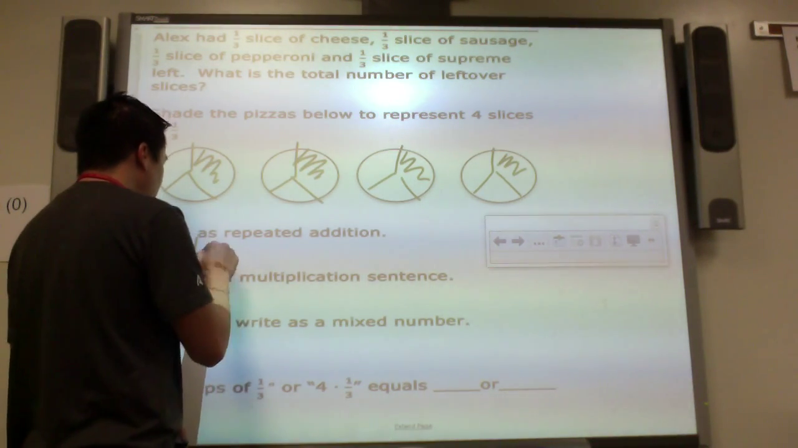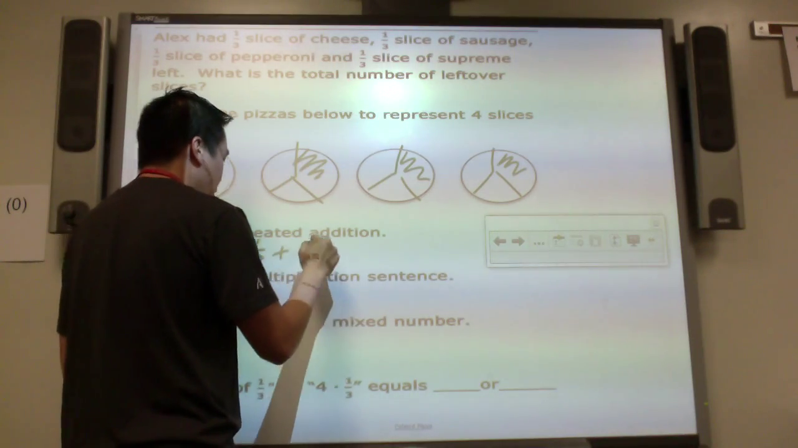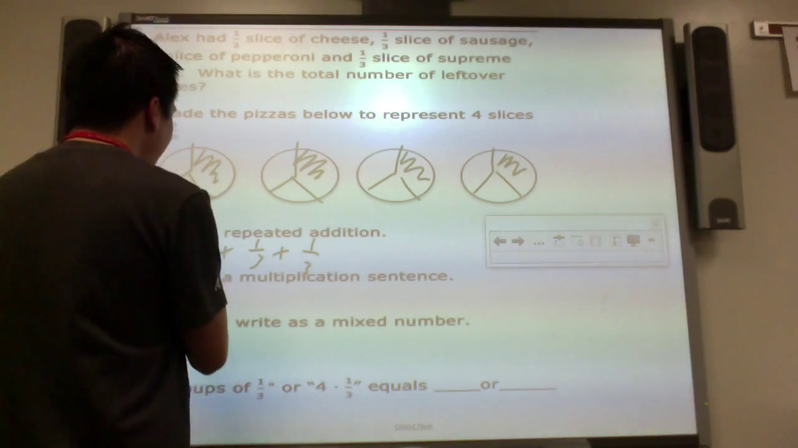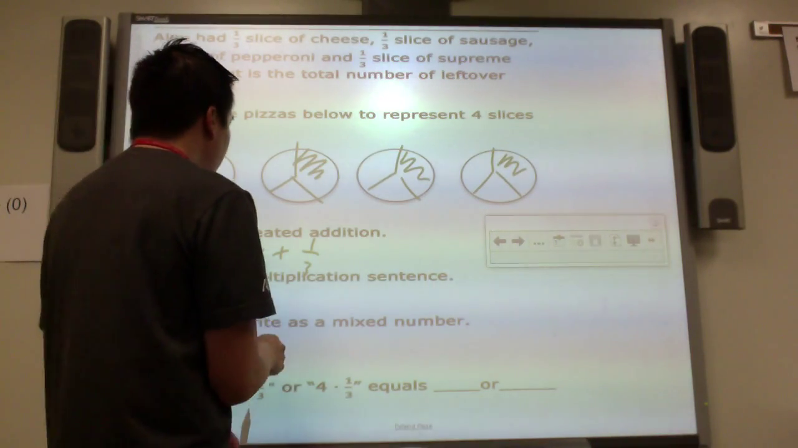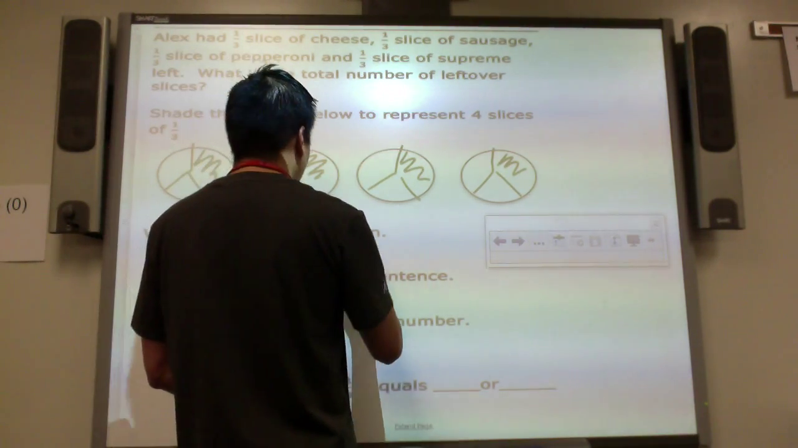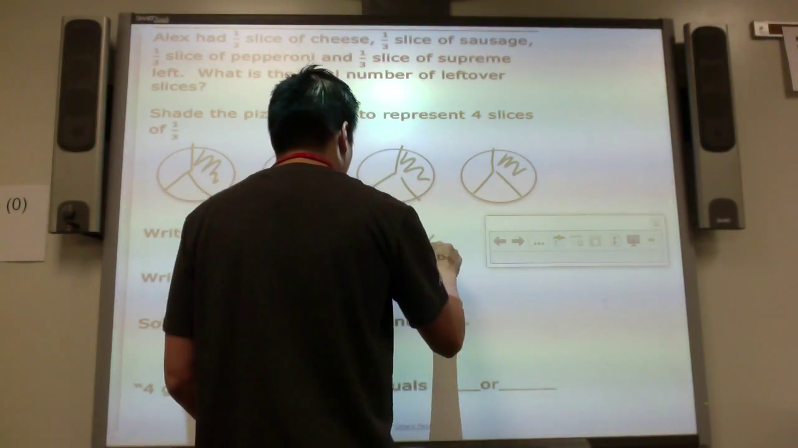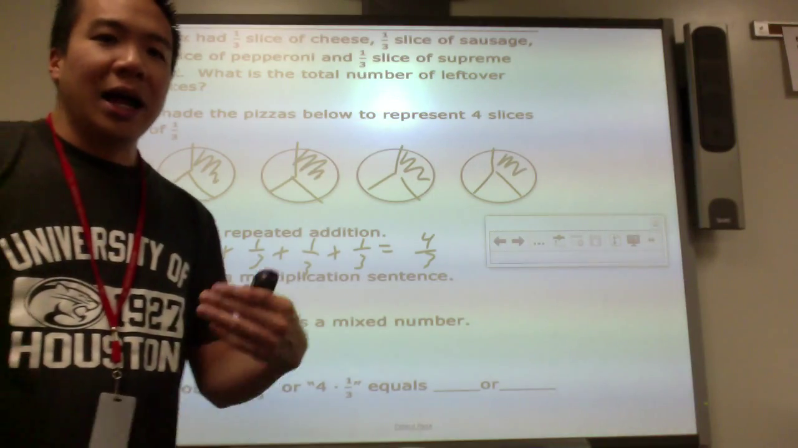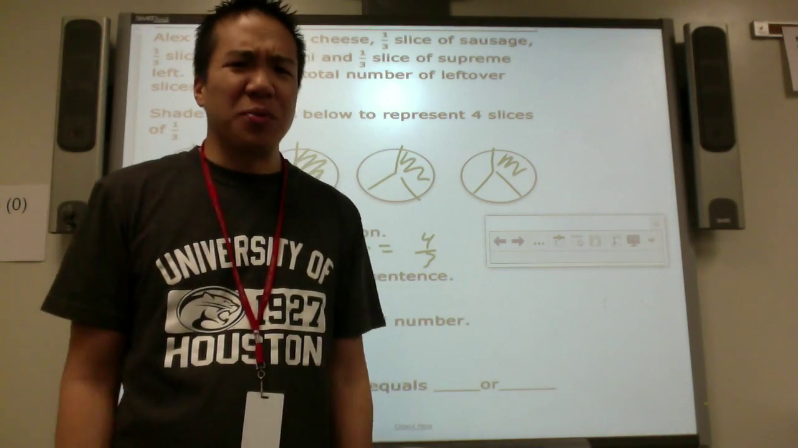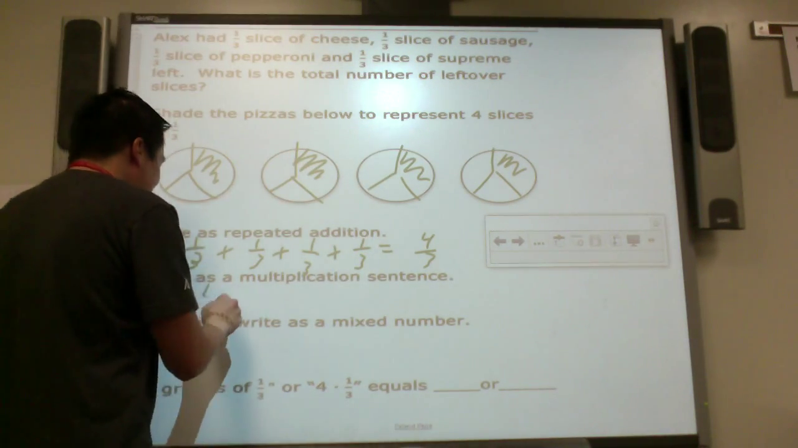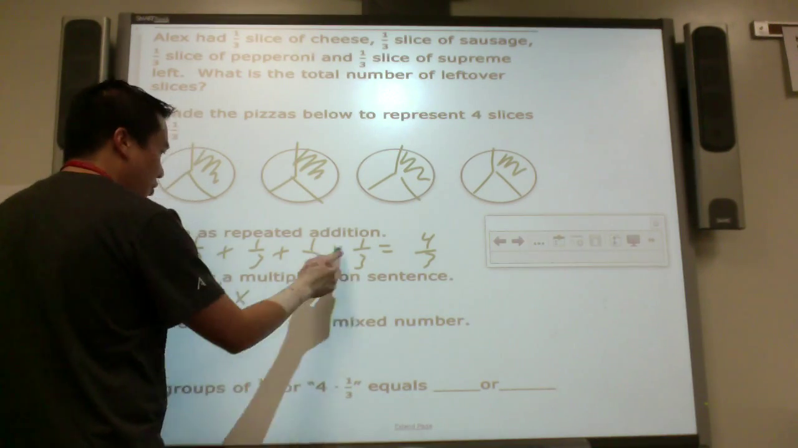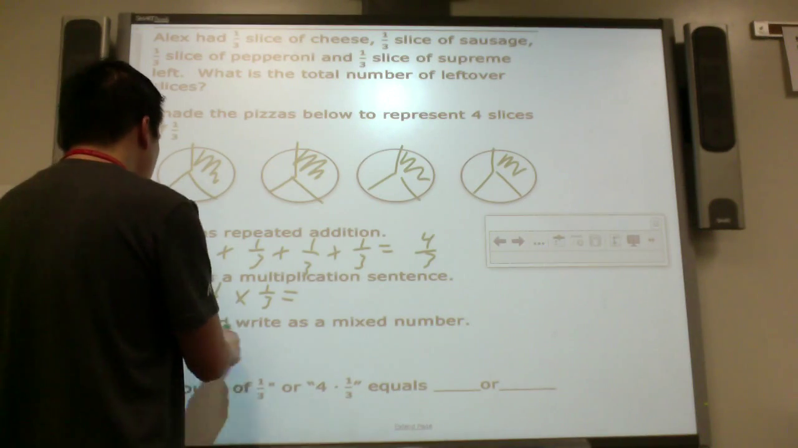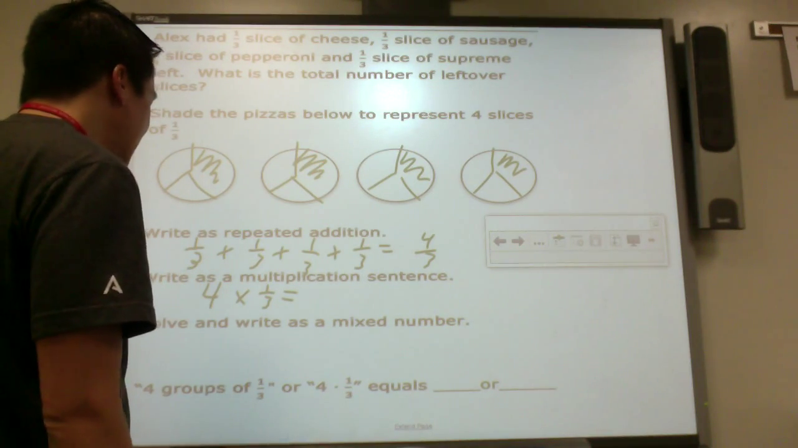Those are leftover. He did not eat 1/3 cheese, 1/3 pepperoni, sausage, and supreme. So in other words, he had 4/3 left over. Did you know repeated addition is just really multiplication? So I see 4 groups of 1/3. Now solve and write as a mixed number.